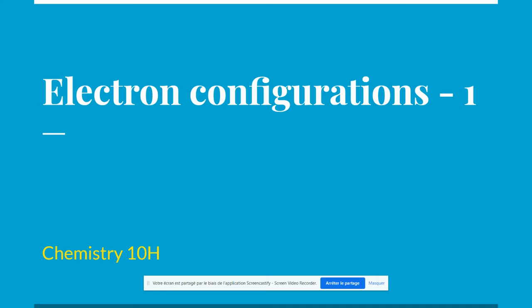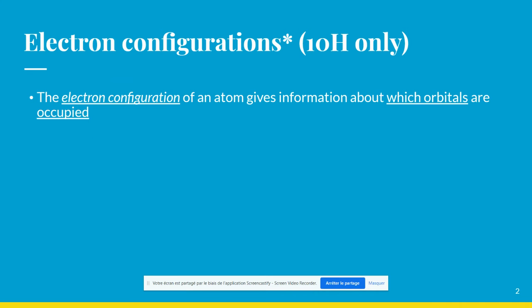So if you're watching this and you've already finished all of Chapter 11, you'll want to watch both parts. I'm not going to be doing the shorthand version in this video. Next video, I will be. Okay, so an electron configuration tells you which orbitals actually have electrons in them, such that we can predict the chemical properties of an atom.